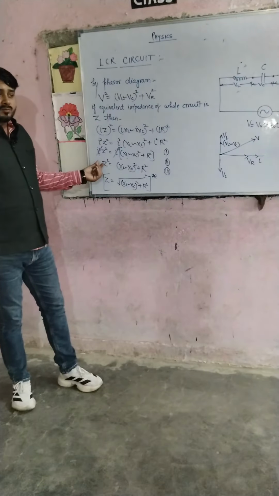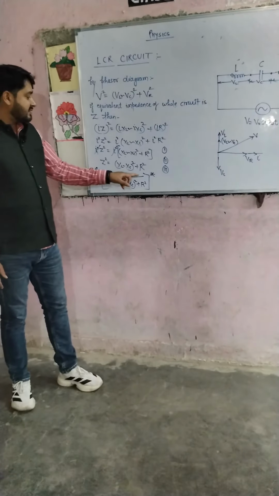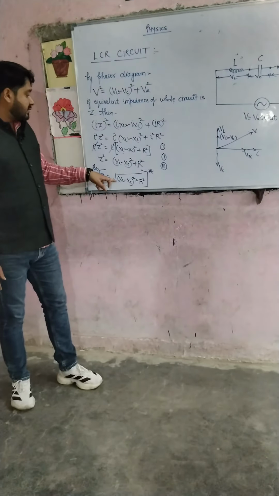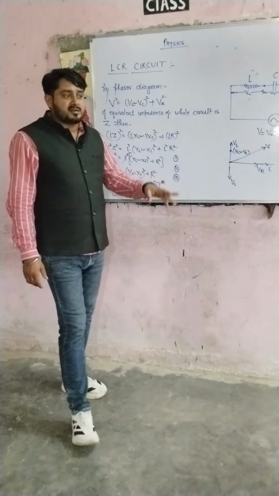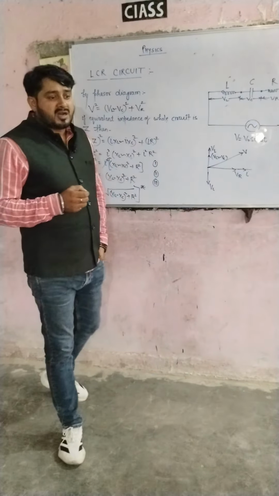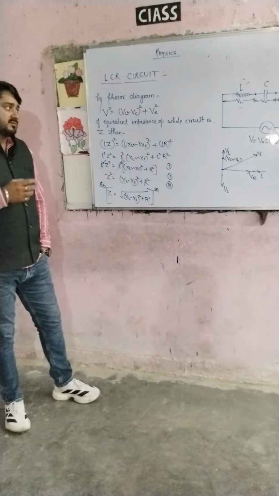So after removing the square, right hand side is under root. So Z is equal to under root XL minus XC whole square plus R square. This is the final equation of impedance by which we can calculate the impedance of this circuit.